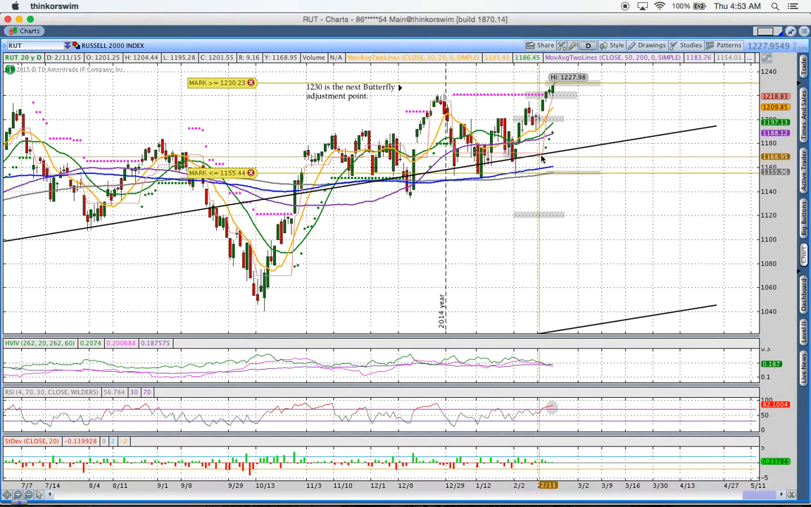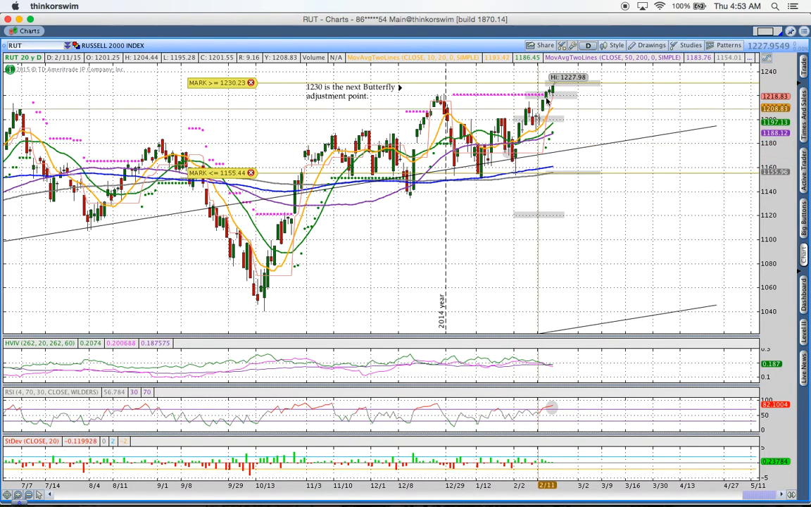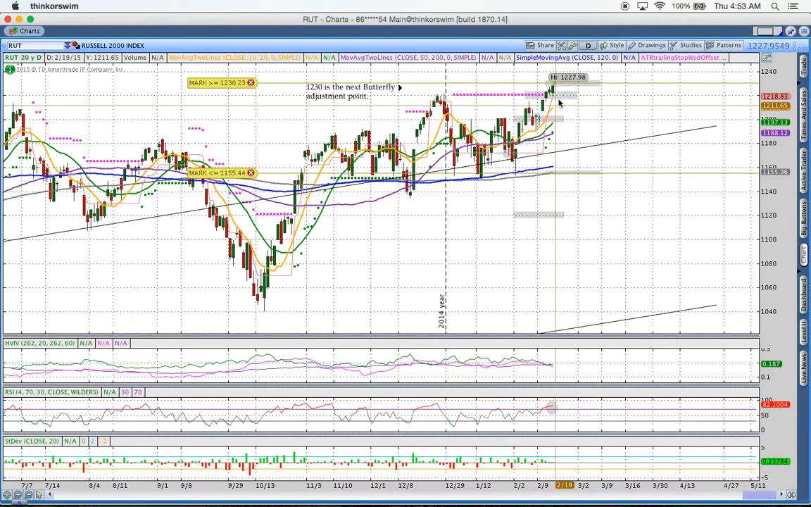My March butterfly was started back here on 1/29 when price was trading around 1172. And the butterfly was centered just slightly below the money at 1160. So I opened this up and it was priced about 10 points below the current RUT price. And of course, my impeccable timing, the RUT moved higher, and we're now about 55 points or so higher than where we entered the trade. And I've had to adjust it, and it looks like we're getting really close up here to the 1230 level, which might trigger another adjustment.